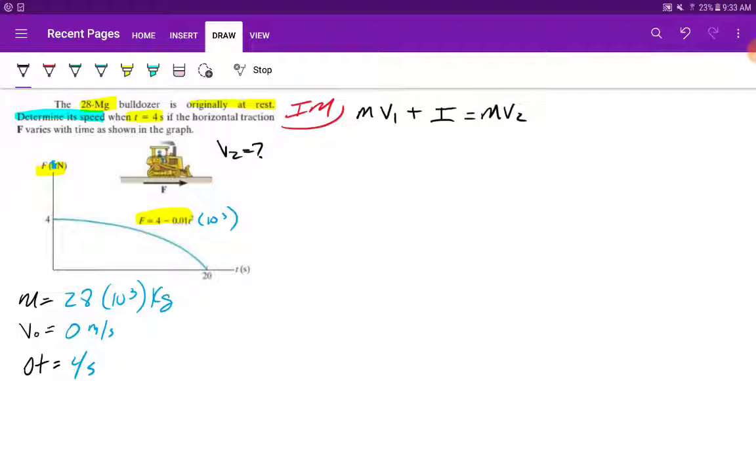It's all in the X direction, which is great. And so it's pretty simple. All right, let's break it apart. mv1 is going to be 0. Why? Because V naught is 0, right? So mass times 0 is 0. So what I'm left with is impulse equals mass times velocity 2. I know mass. I'm looking for V2. I have to figure out my impulse.